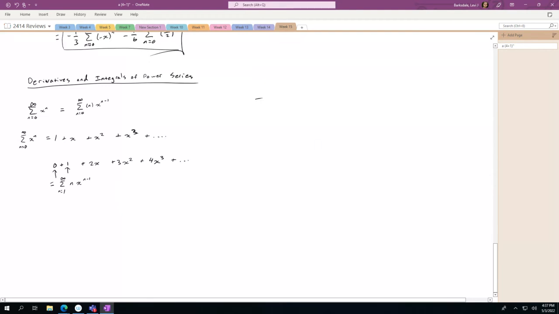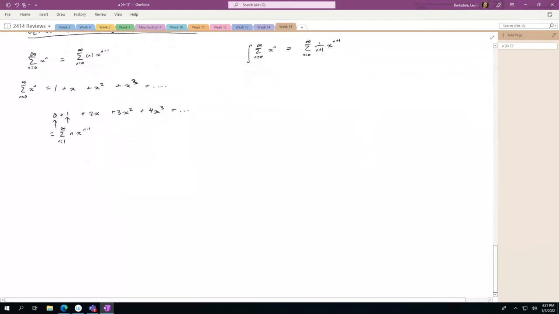Similarly, we could take the integral. If we have the sum from n equals 0 to infinity of x to the n, well, take the antiderivative. The power rule for that tells us we need to take the reciprocal of the exponent increased by 1, and then just increase the exponent by 1. And there you have it. So integrate that power series, we get the same integral rules.